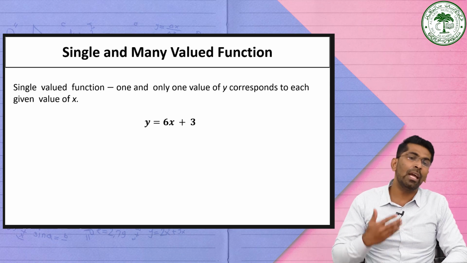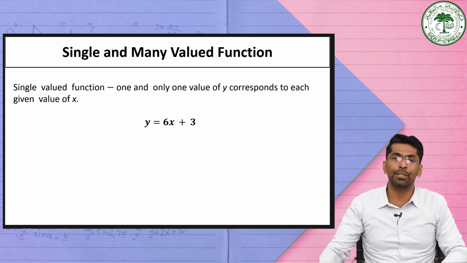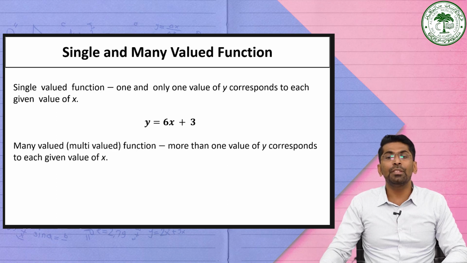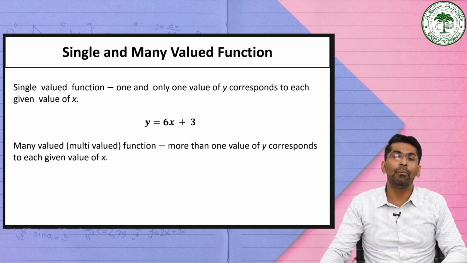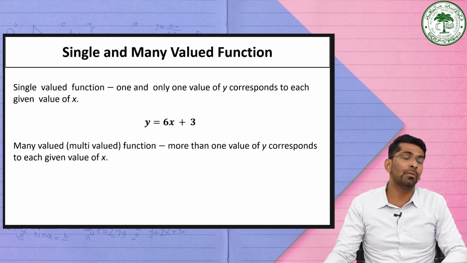Now as against the single valued function, we have many valued function as well. A function such that more than one value of y corresponds to each given value of x is said to define y as a many valued function, also known as multi-valued function. It is a type of function in which each element in the domain may correspond to more than one element in the range. So for each input value, there can be multiple output values.